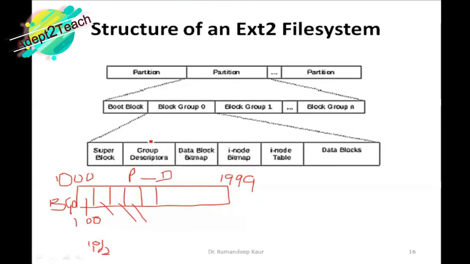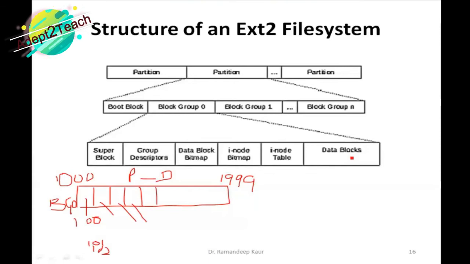So the initial blocks will be reserved for storing these five things, and the rest of the blocks in every block group will be reserved for your actual data storage. Whatever data you would be storing, whatever actual files you would be storing, will only be available from block number 106 to block number 199. Likewise, when you go to the second block group, it again starts from 200. So the 200th location is for the super block, 201 for the group descriptor, and so on. And from 206 onwards, you will have your actual data blocks.